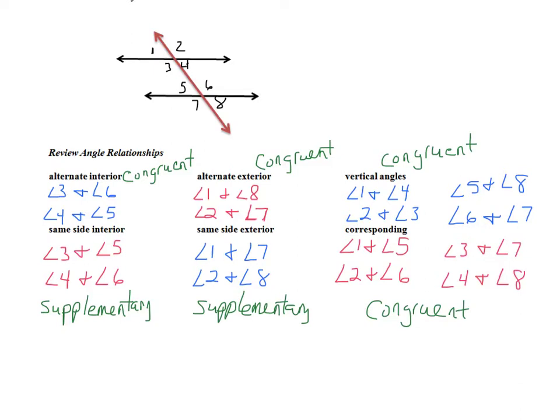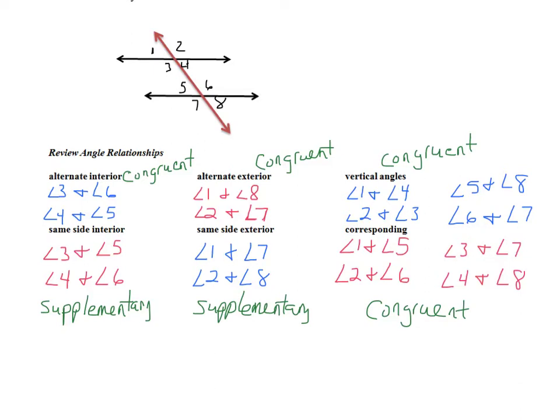First, we have alternate interior angles. These angles are congruent, and in this diagram it would be angle 3 and angle 6, as well as angle 4 and angle 5. For alternate exterior, these angles are congruent. We have angle 1 and angle 8, angle 2 and angle 7. For vertical angles, these are congruent. We have angle 1 and angle 4, angle 2 and angle 3, angle 5 and angle 8, angle 6 and angle 7.